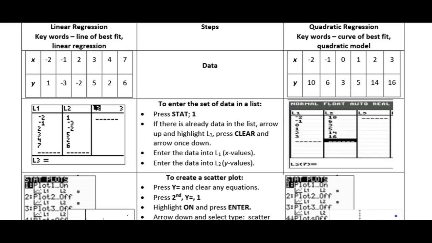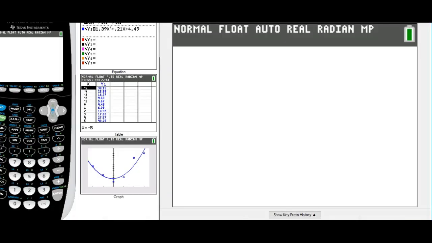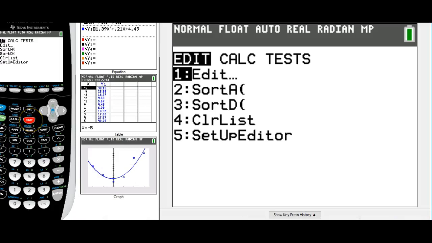So first, you have to put your data in the calculator. We'll go through the linear one, and we're going to put this data in our calculator. Here are the directions if you forget how to do it. Whether you're doing linear or quadratic, it's the same directions for putting the data in your calculator. So you're going to go to Stat, and you're going to pick number 1.